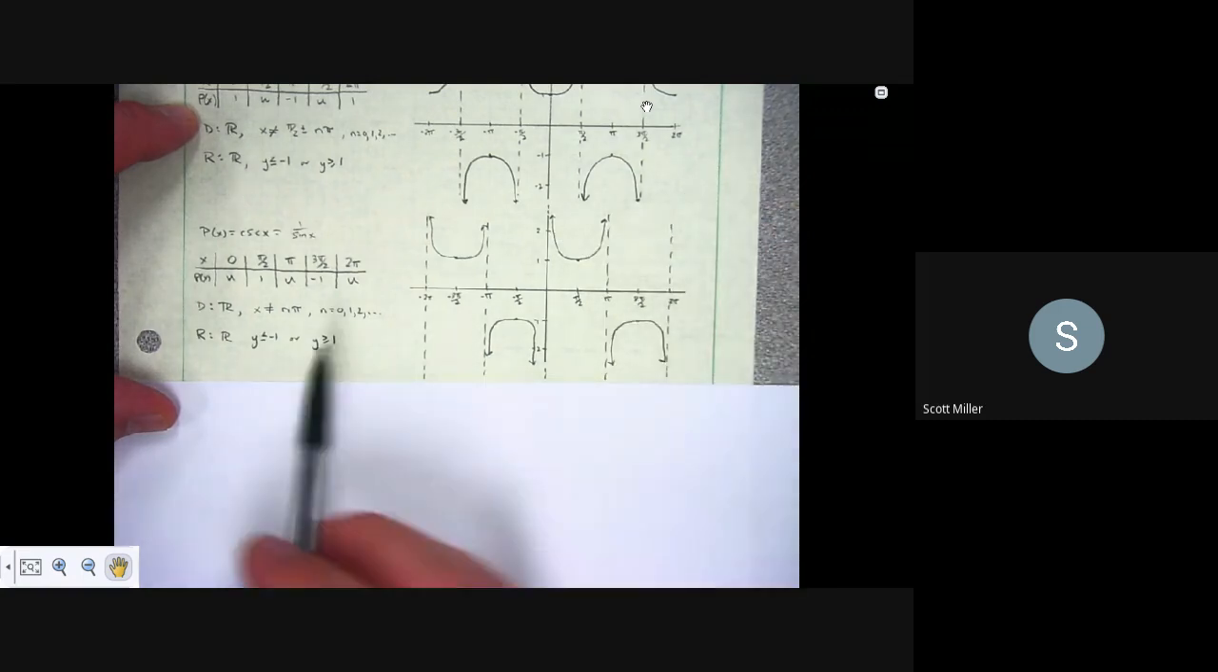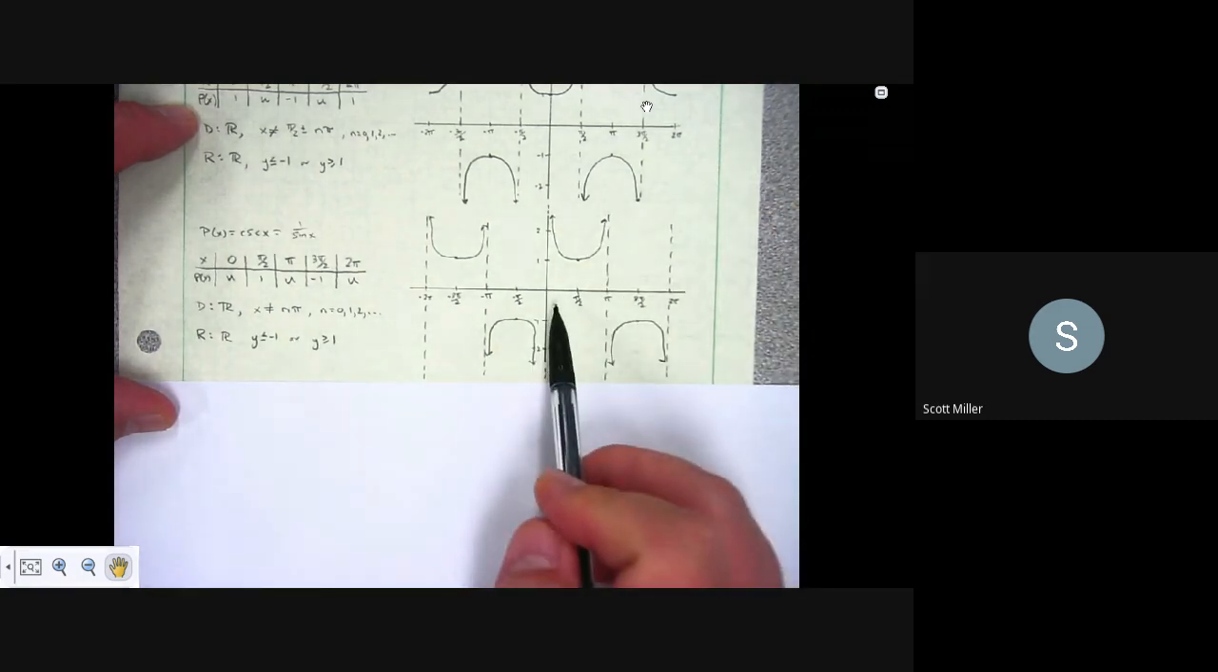And so using the same process here, you'll see the same thing. You have a vertical asymptote at 0 and at pi and at 2 pi. And you have the U shapes again. So the first non-negative vertical asymptote is at 0.